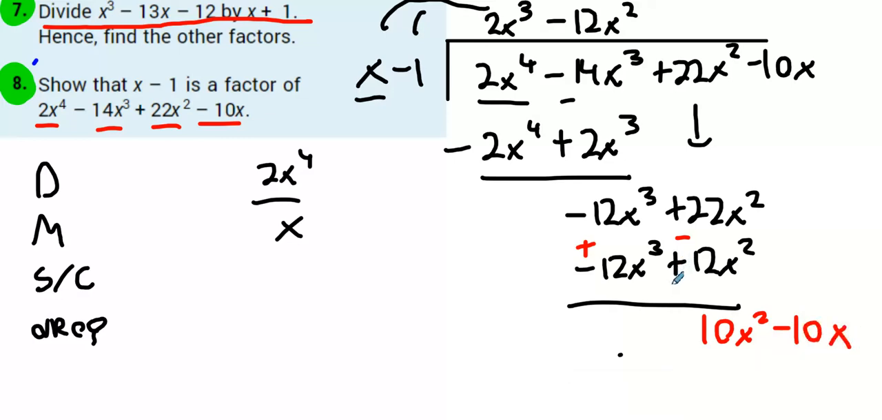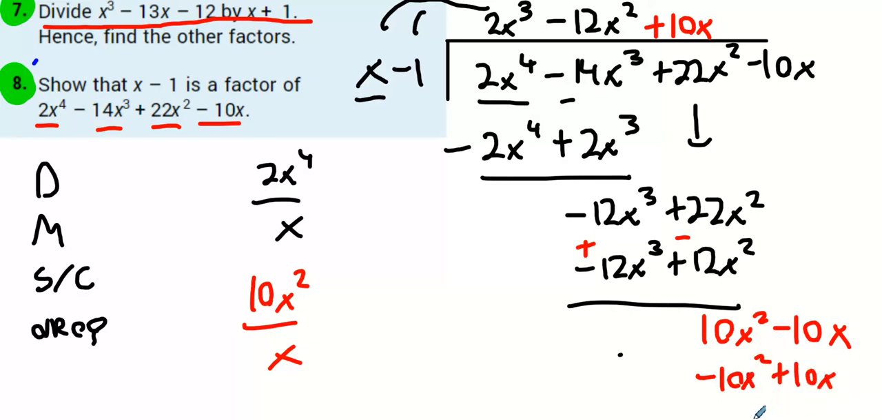Finally, it's 10x squared by x. And you get plus 10x. And then that goes in evenly. So look, we know these are going to cancel. I'm going to 0. And you're done. All right, gents.